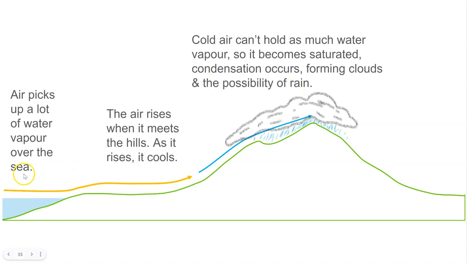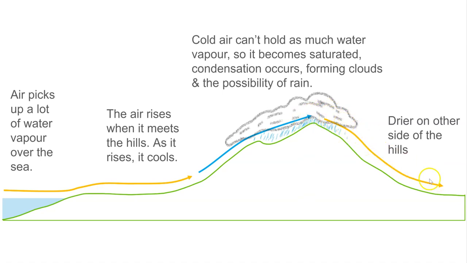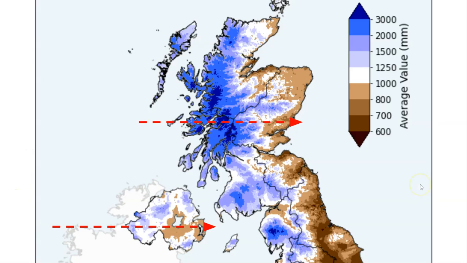So in my analogy, I've taken the sponge here, it's full of water, and as I bring it to the mountain, I'm squeezing it. Can't hold as much water vapor. I'm squeezing it, and out comes all of the water on top of the mountains. Then we come down the other side. I've already squeezed the water out, and therefore it's drier on this side of the hills. So picking up moisture, water vapor over the sea, the air is forced to rise, it cools as it rises, cold air can't hold as much water vapor, it becomes saturated, condensation occurs, forming clouds and possibility of rain. Then because it's rained here, it's drier on the other side.